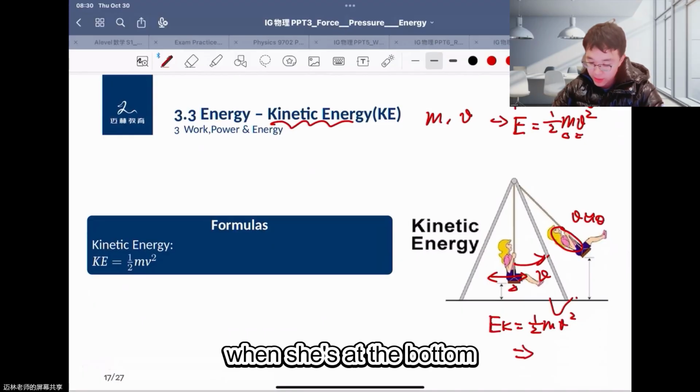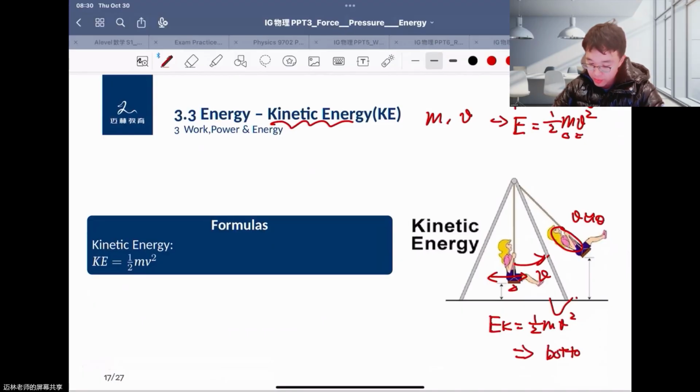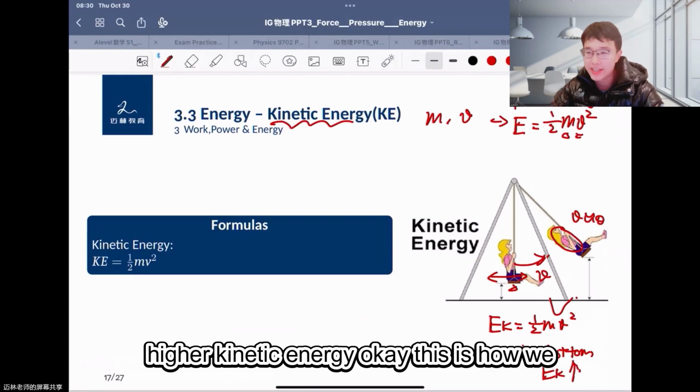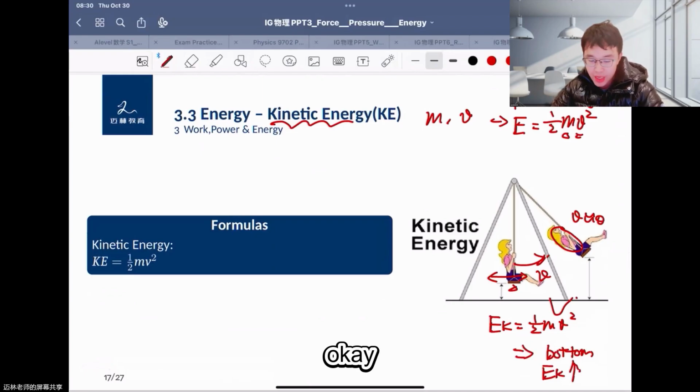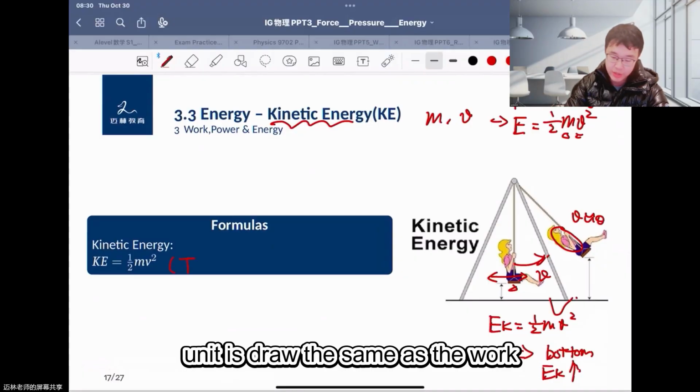So that when she's at the bottom, she has a higher kinetic energy. Okay, this is how we can use the kinetic energy to make a comparison. Okay, so also to remember that the kinetic energy unit is joule, the same as the work.